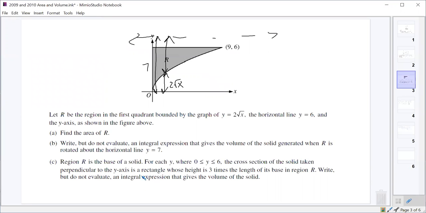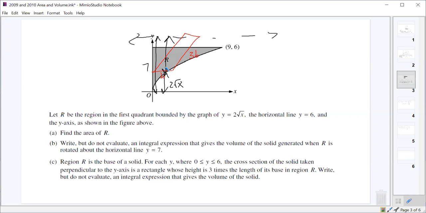All right, and part C now says that this region is now the base of a solid, and cross sections perpendicular to the y-axis are rectangles with heights 3 times the length of the base in the region. So there's my base, there's my height of 3. So base and 3 times that base. And we need to do this all in terms of y because the cross sections are perpendicular to the y-axis. So we'll start with figuring out what the base is. The base is just whatever x distance we've gone over.